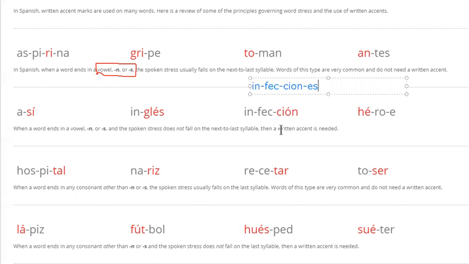All right, let's move on to some other types of words. Everything we went over so far was for words that end in a vowel, N or S. Now we're going to work with every other ending, of which there are many.